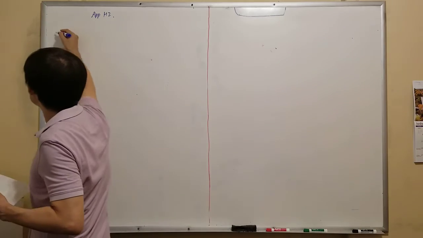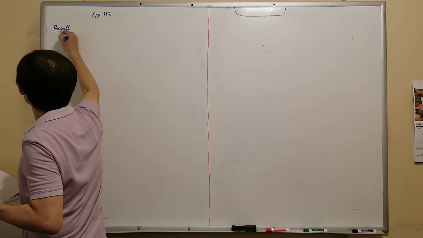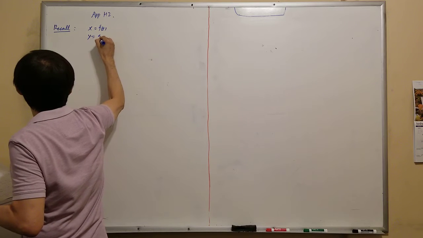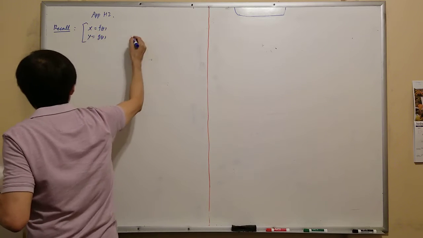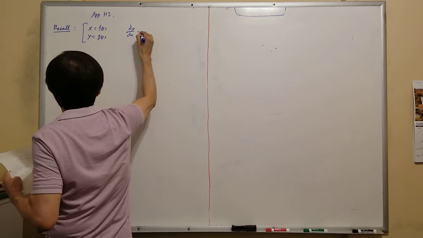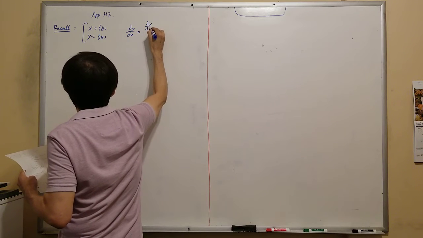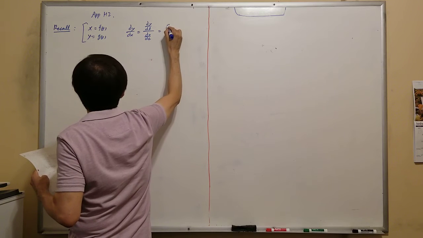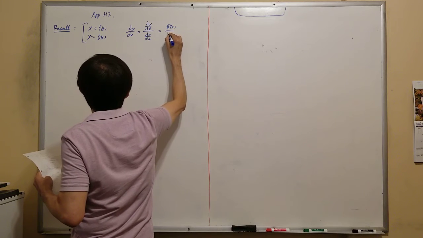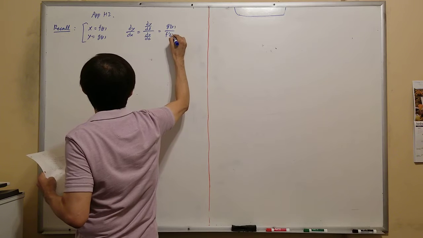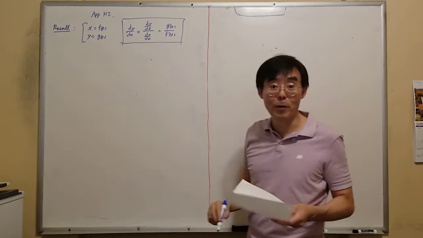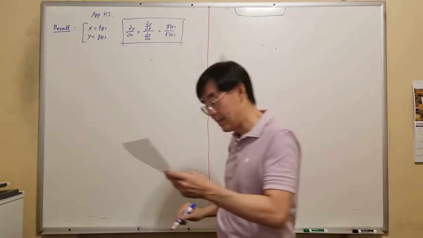Now recall, when you have x equals f of t and y equals g of t, dy over dx was dy over dt over dx over dt, or g prime of t over f prime of t. Remember? Section 3.4, we learned this.